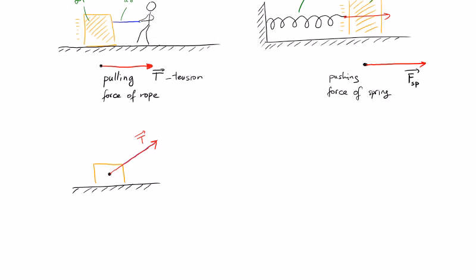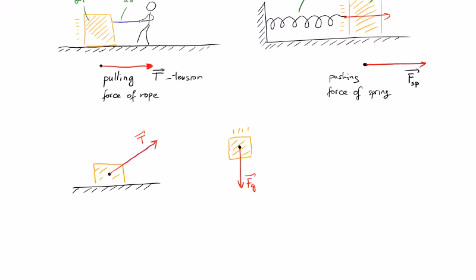Or a falling object could be drawn this way. So this is your falling object. You have a dot. Sometimes it's convenient, sometimes it's not, and it depends on which book you are looking at. So here it would be force of gravity going downwards this way.